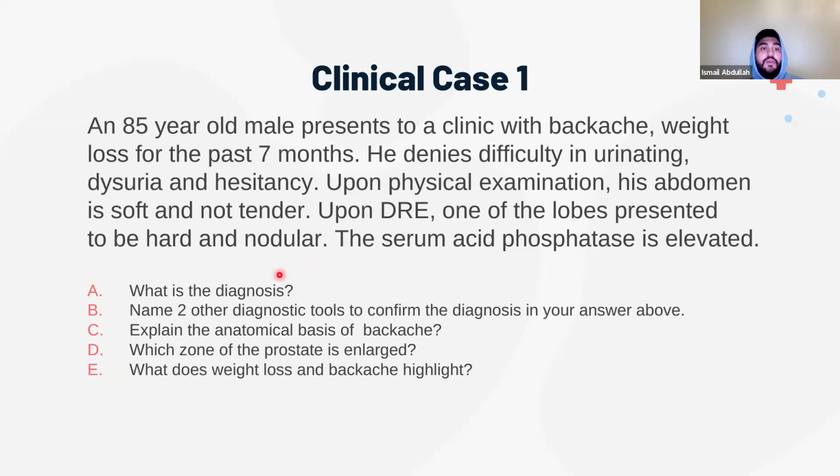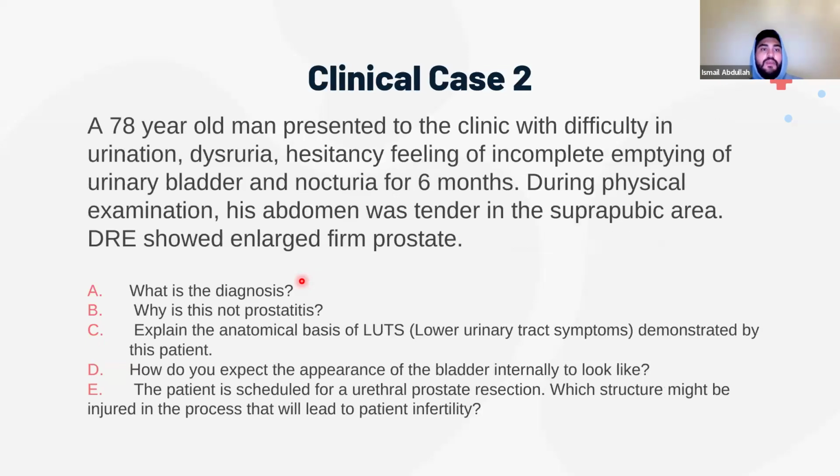Good. Which zone of the prostate is enlarged in prostate cancer? What do you think? Peripheral. Yep, good. And in BPH it would be the transitional zone. Yep, transitional. Cool. Okay, let's do our last scenario.